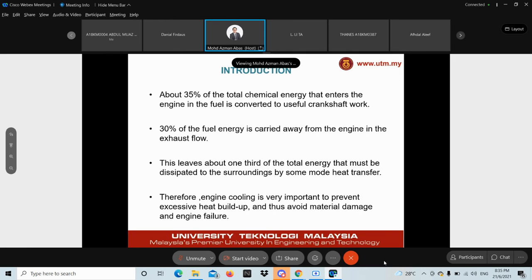Whereas 30% of the fuel energy is carried away, wasted just like that in the exhaust flow. Hence comes the turbocharger, which is supposed to make use of this 30%. And then this leaves about one third of the total energy that must be dissipated to the surroundings by some mode of heat transfer. Therefore, engine cooling is very, very important to prevent excessive heat buildup and thus avoid material damage and engine failure.